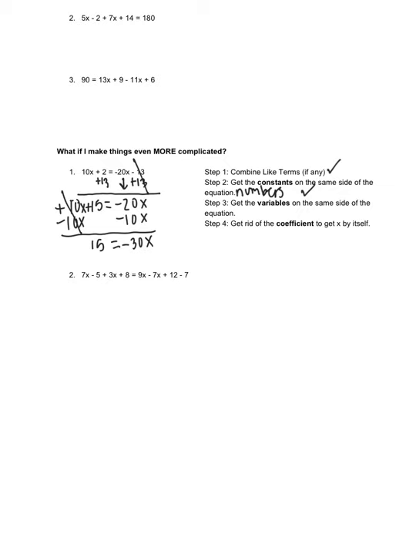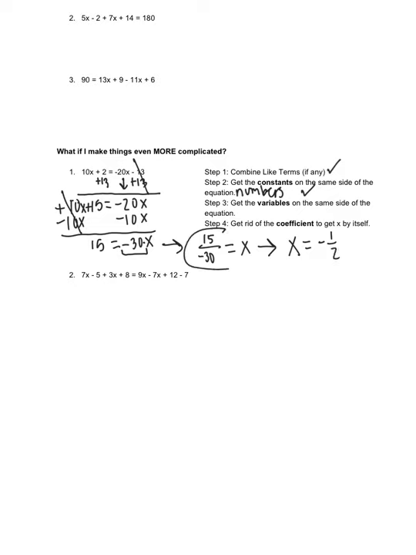Then step 4 is to get rid of the coefficient to get x by itself. Well, the coefficient is negative 30, because that's the number in front of the x. So to get rid of it, I need to think, what's happening to it? It would be tempting to add 30, but you have to remember that that negative 30 is being multiplied by x. So I have to divide both sides by negative 30. So then I would have 15 over negative 30 equals x, which simplifies because we know 15 over 30 is 1/2. And since one of the numbers is negative, it's going to be a negative answer. So x equals negative 1/2.